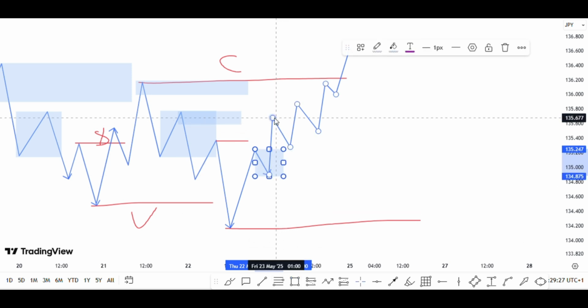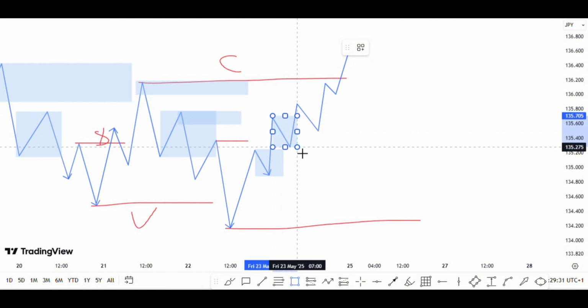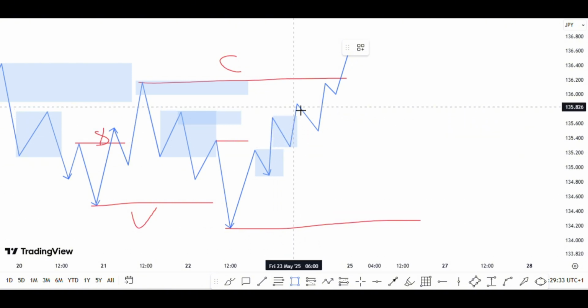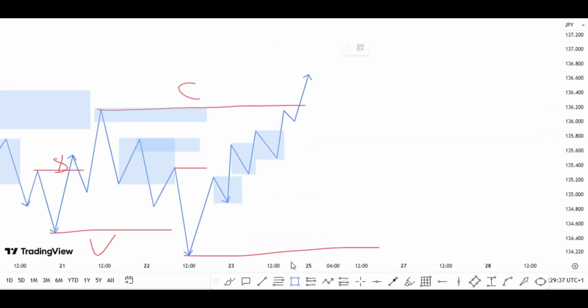Then another one is this. This is the last selling move before we rally up. Then another one is this. Then another one is this. So if we are left with this situation, what we will be doing is waiting for the market.